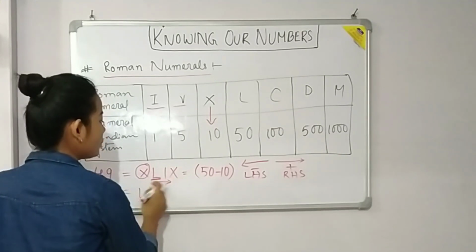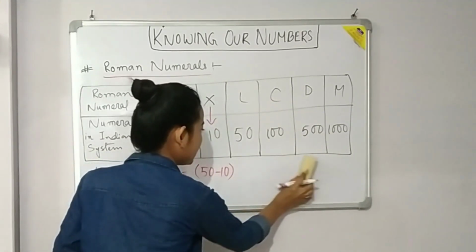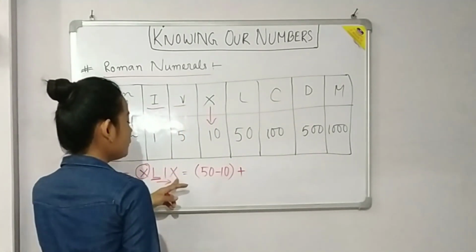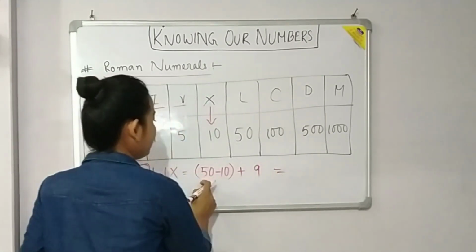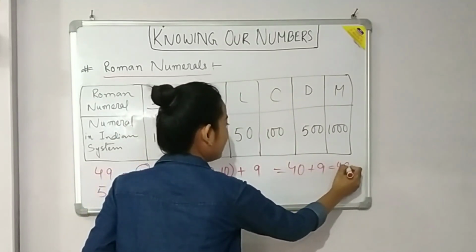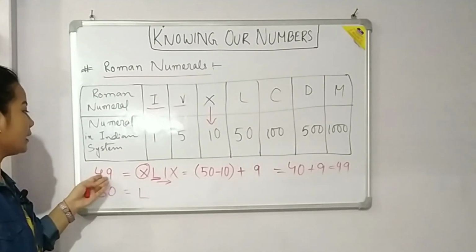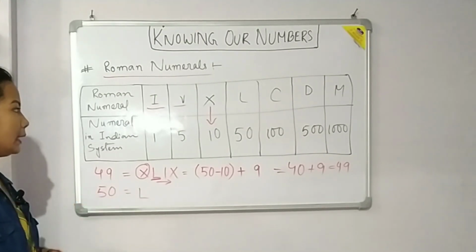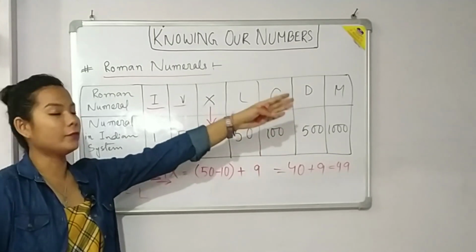And again RHS of L means what? Addition. So we will write plus, this is what? 9. So we will write 9, which means 50 minus 10 is 40, plus 9 will give you 49. So in this way we have got XLIX for 49, and in 50 we will introduce L. Similarly, it will go on like this for 100, for 500, for 1000.